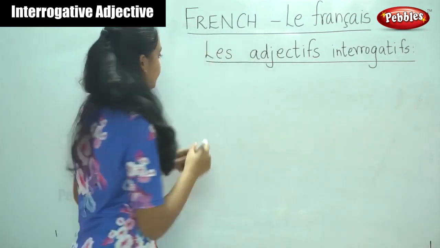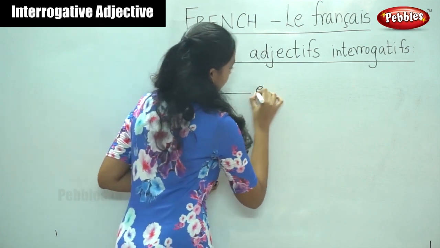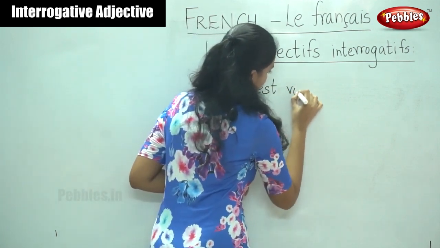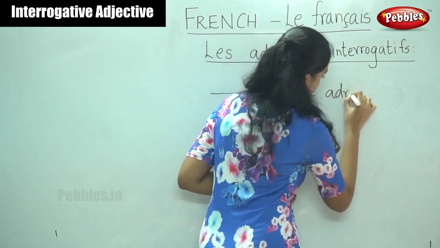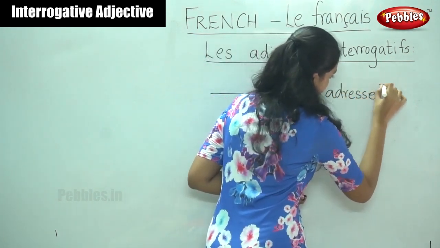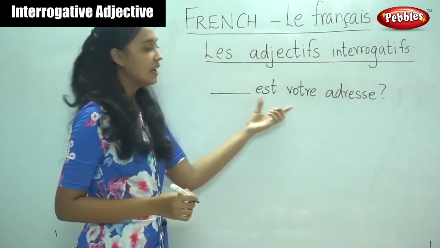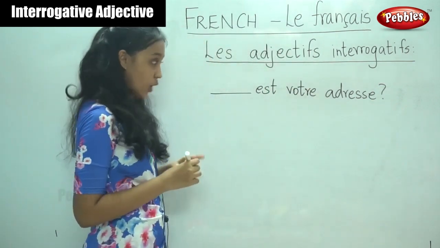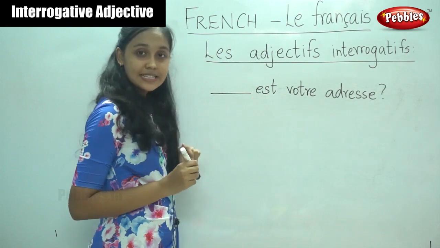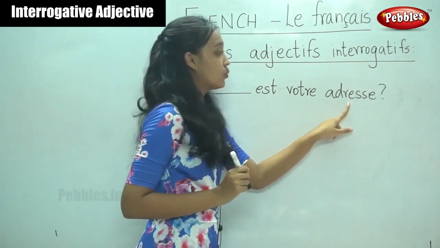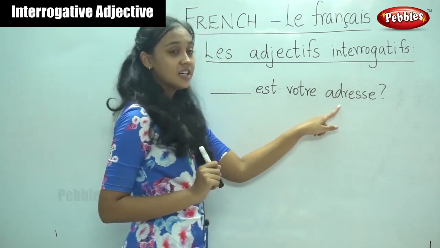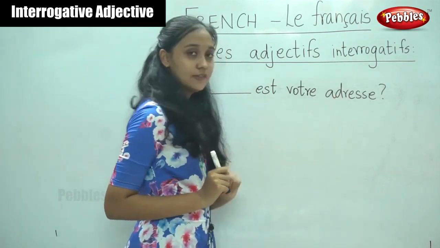So shall we see a few examples of the use of the interrogative adjective? For example, quelle est votre adresse? Now, what is the noun in this sentence? Yes, it is address. And in what form is it? It is in the feminine singular form.